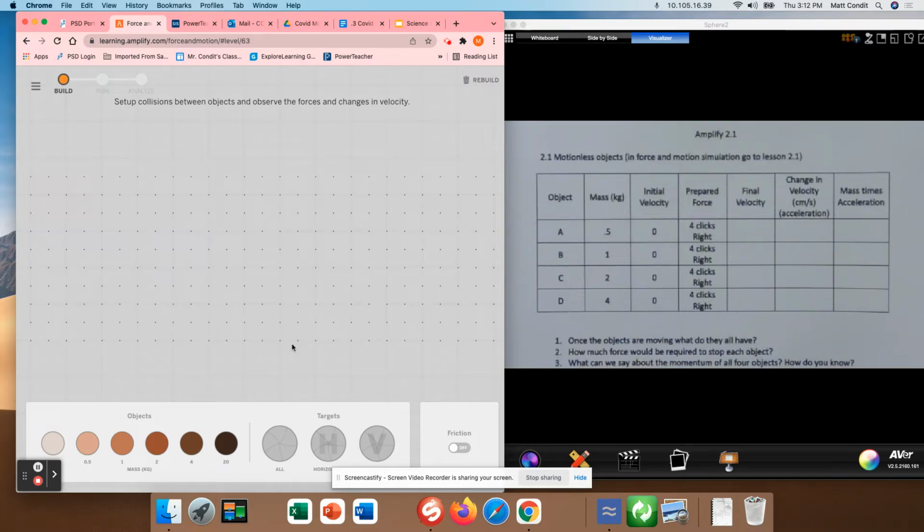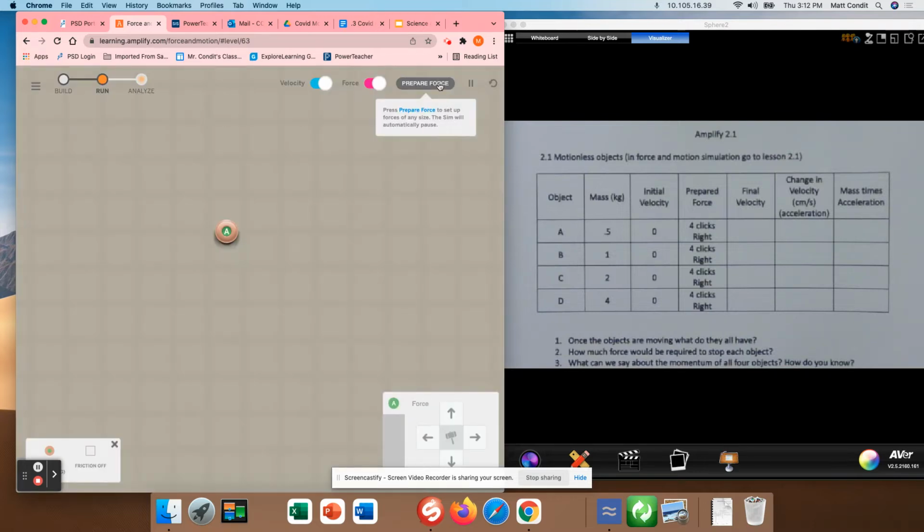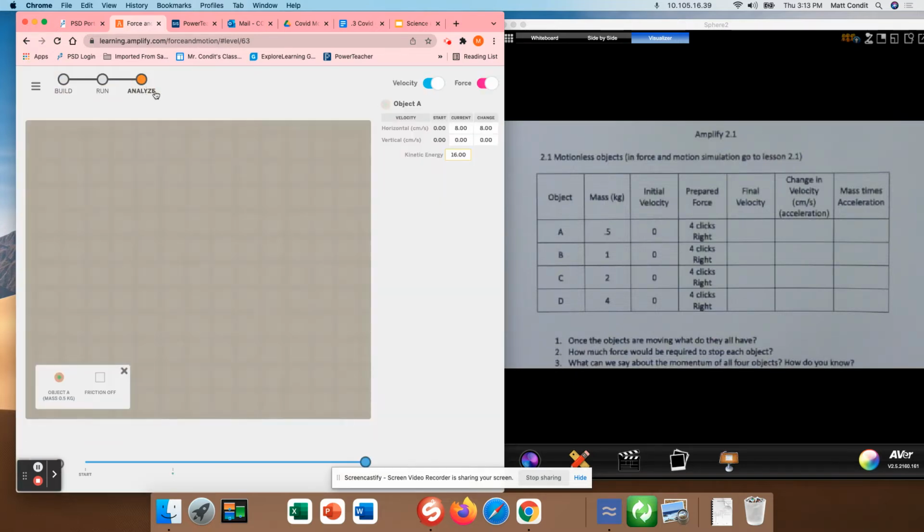It says I've got a 0.5 kilogram object. So I'm going to get out 0.5. It's real easy because it's not moving. And so I need to run it, and then I just need to prepare a force. I'm going to hit it with 4 clicks to the right. 1, 2, 3, 4. And I'm going to go ahead and exert it. And I'll go to analyze, where I'm going to pick up 2 of the numbers for my table.